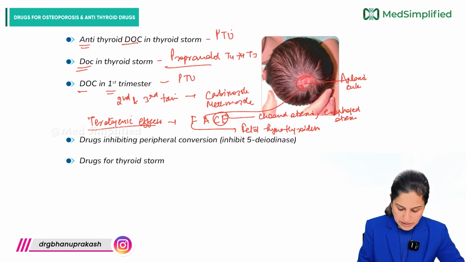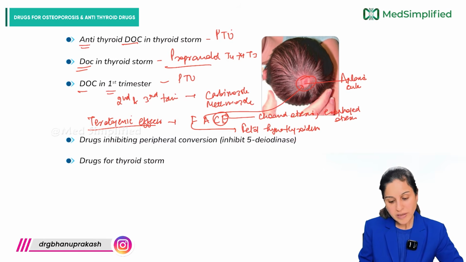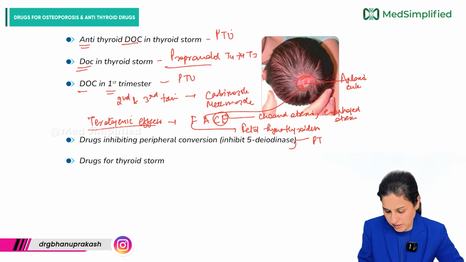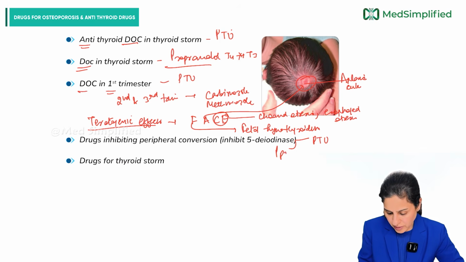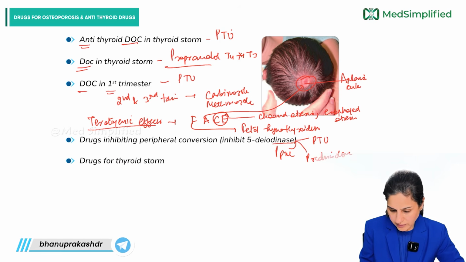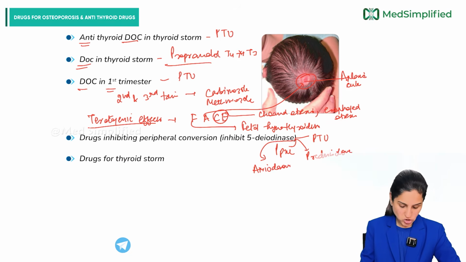Then we have drugs inhibiting the peripheral conversion, which we've already done in the classification. That is again to revise: propylthiouracil, propranolol, another P which is prednisolone. Then we have an antiarrhythmic drug, amiodarone. So all these drugs are going to inhibit the peripheral conversion.